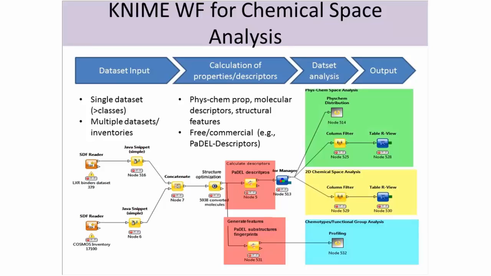And then the workflow splits in two main branches. So we have the analysis of the physicochemical space, and this is done by distribution analysis and principal component analysis on a subset of physchem properties. Then you perform an analysis of the 2D space by principal component analysis. And then you have the profiling of the structural features.